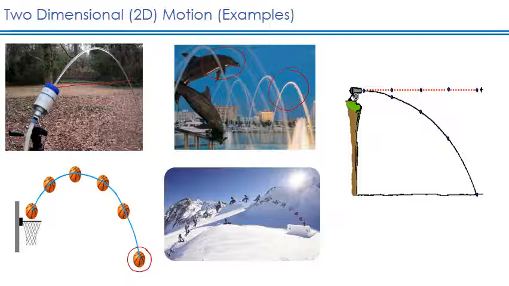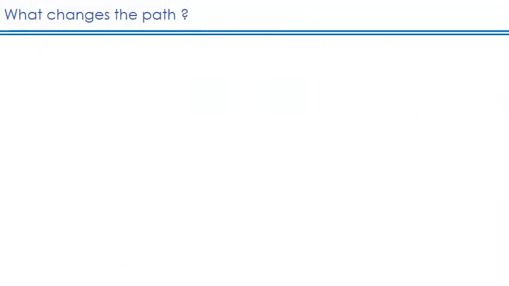Another example: when a cannonball is fired horizontally, the dotted line shows its original direction of motion. Right from the beginning, it starts changing its direction of motion because of a force. You know, a force can change the direction of motion. So the force which is responsible here is the gravitational force.